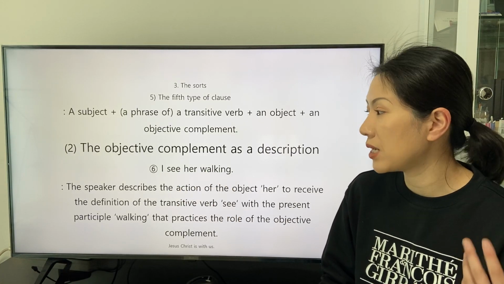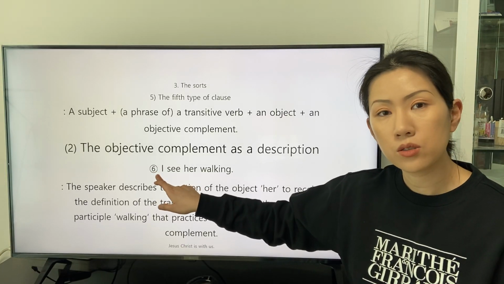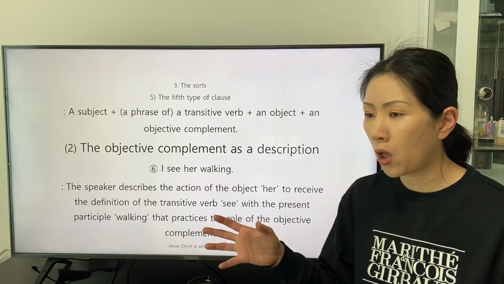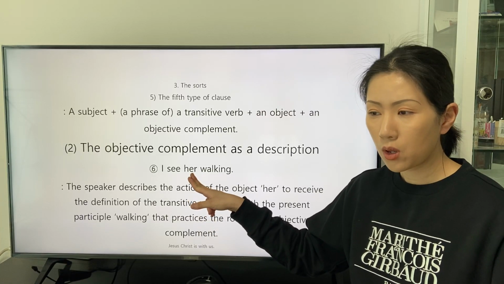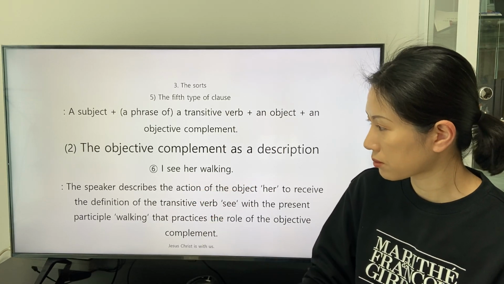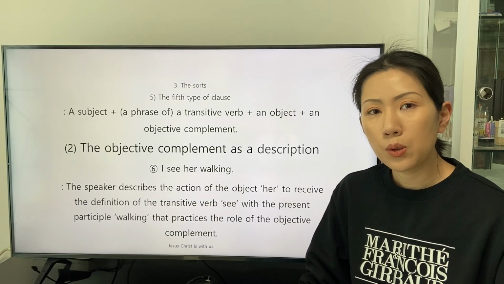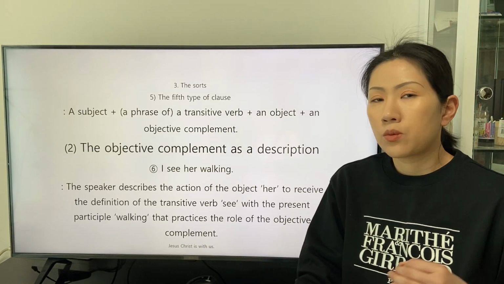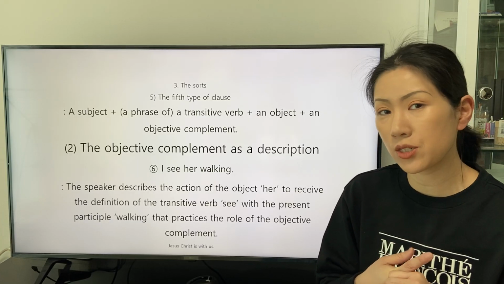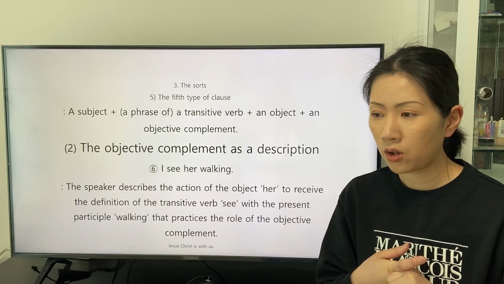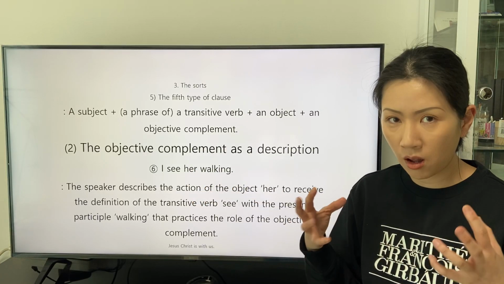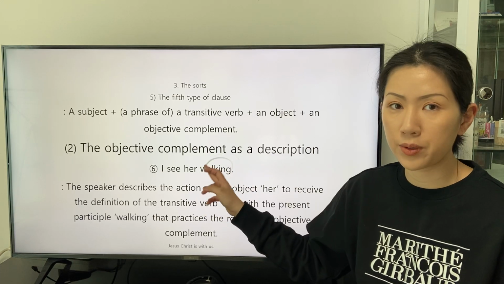The definition of the transitive verb see is the perception of the subject. So we can understand the intent of the speaker who intends to clarify the current state of the object who is actualizing or who is doing an action. We also can understand that the speaker intends to emphasize the fact that the object is doing an action described by the objective complement.